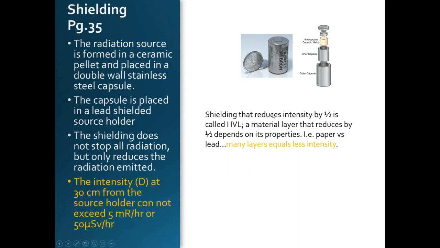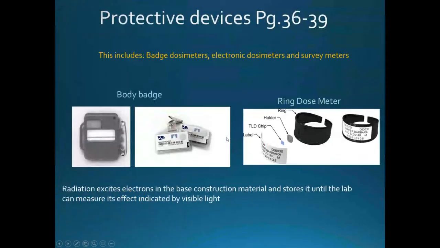Okay, the intensity at 30 centimeters from the source holder, and this is an important one here, cannot exceed 5 millirontgens per hour or 50 microsieverts per hour. And we'll talk a little bit more about this number, I believe, before this presentation is over.